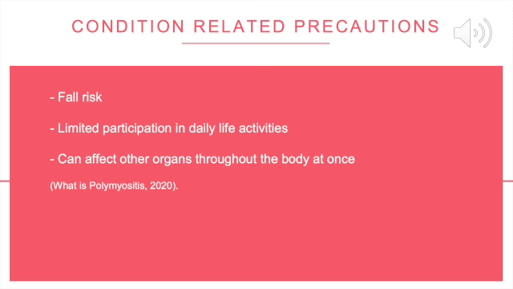Some condition-related precautions that go along with PM is the risk of falling due to muscle weakness. There's a limited participation in daily life activities among those who are diagnosed. And along with that, PM is a systemic disease, meaning it can affect other organs in the body at once, and this could also cause other problems to arise besides the signs and symptoms related solely to PM.